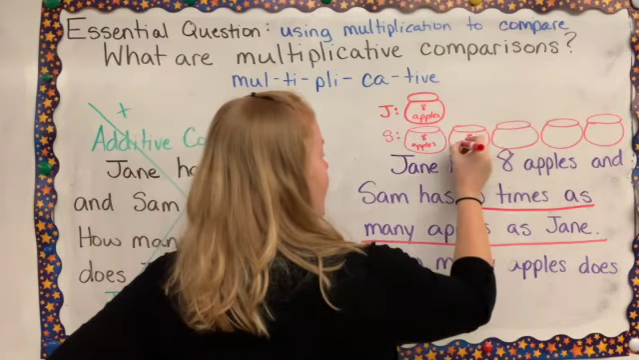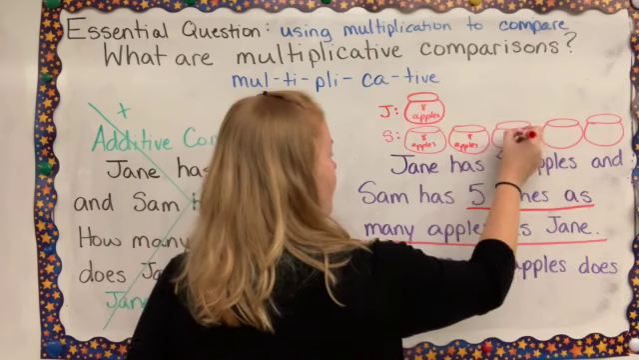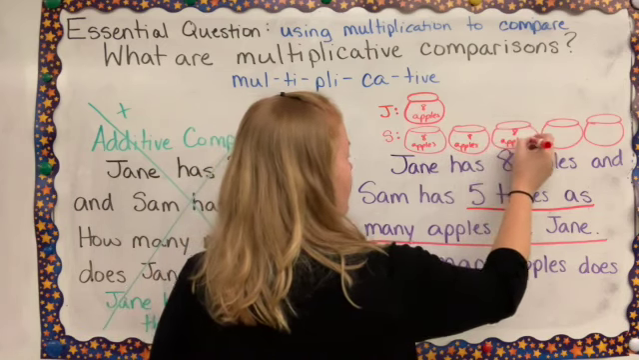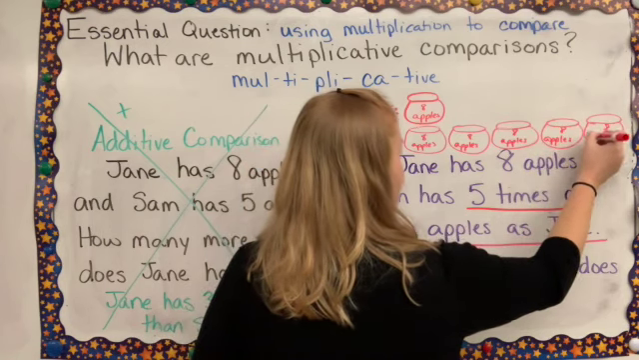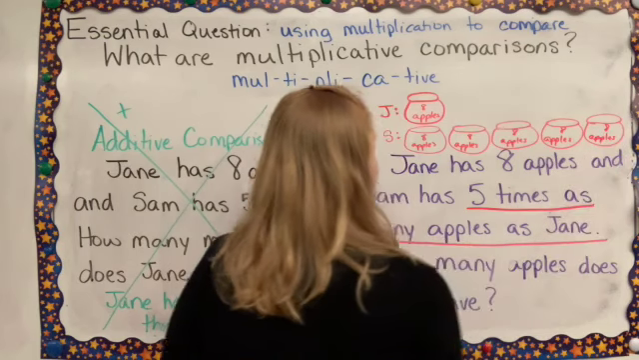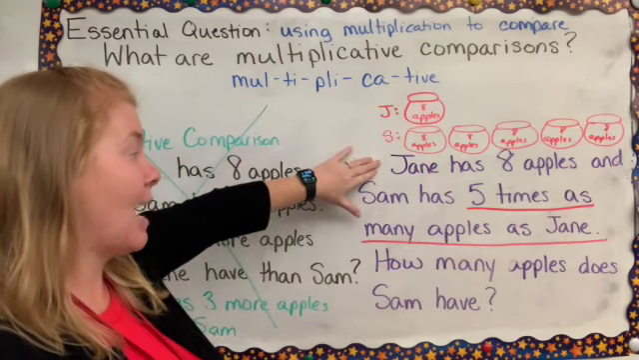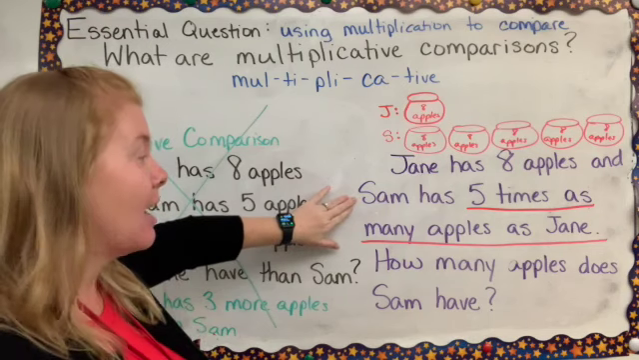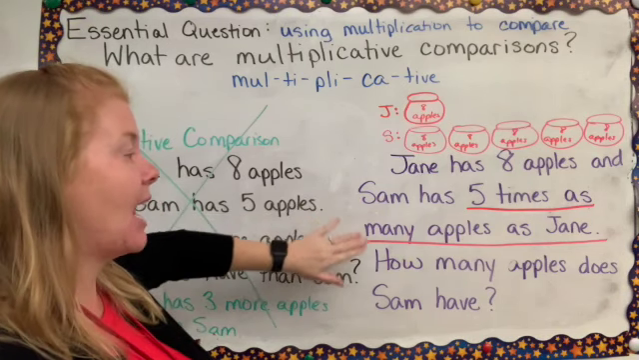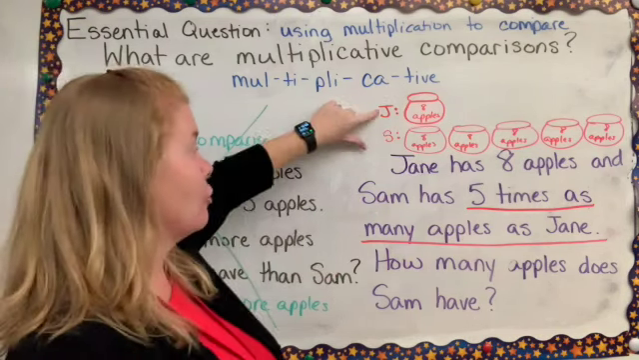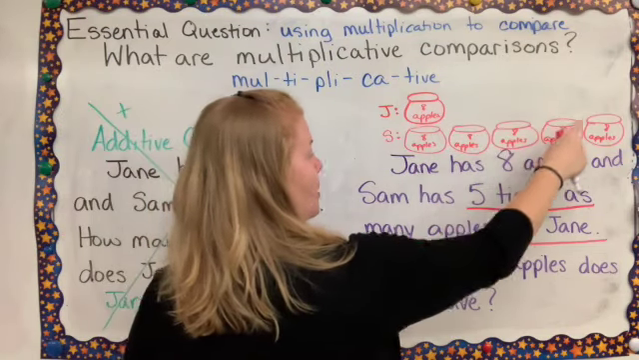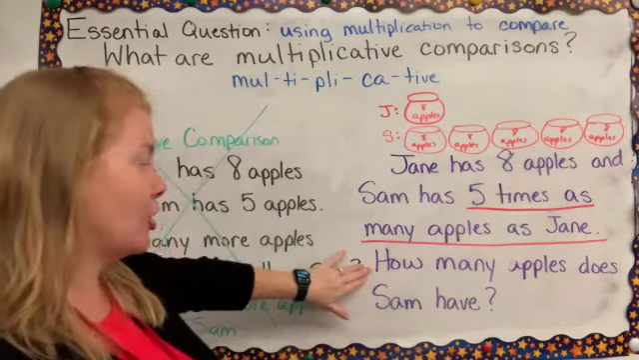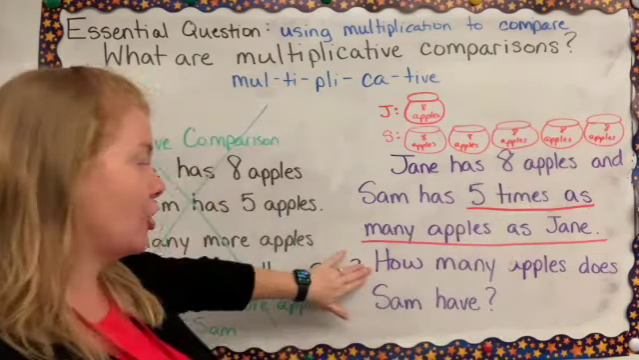So this one has 8, this one has 8, this one has 8, and this one has 8. So Jane has 8 apples and Sam has 5 times as many apples as Jane. So here's Jane with her 8 apples. Here's Sam with 5 times as many. 1 times, 2 times, 3 times, 4 times, 5 times. The question is, how many apples does Sam have?